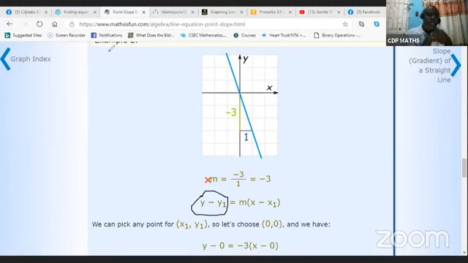So it says we can pick any point for x1, y1. So you're going to choose zero because of course zero is on the axis right there. So they chose 0.